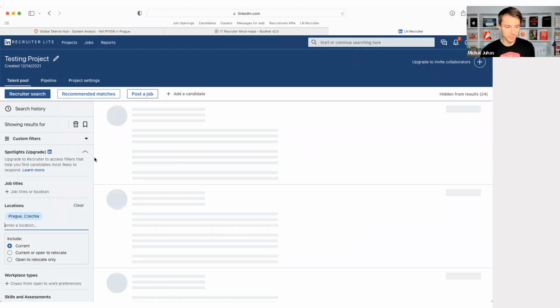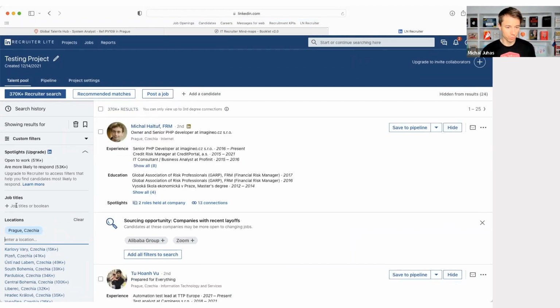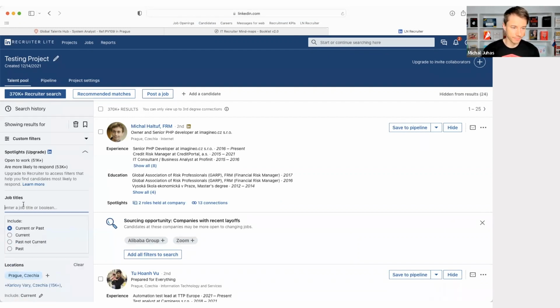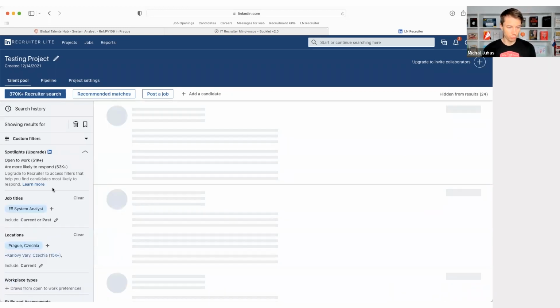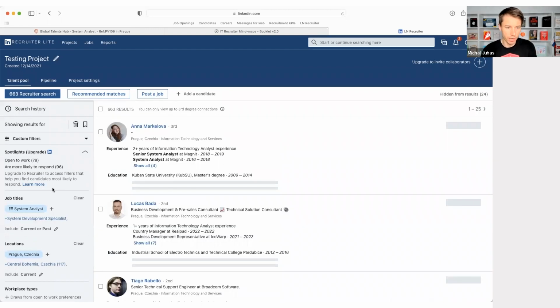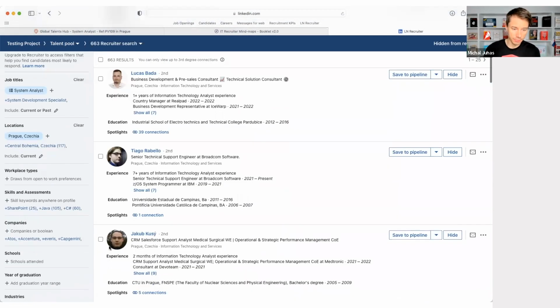Let's start with Prague. At first, I like to start with just to get an idea how many people are there with the title system analyst. Current or past, let's keep both. Just roughly, like what is the scope in Prague? There are 600 people with this broad term, current or past experience. So not that many. That's the good news. There are not that many.